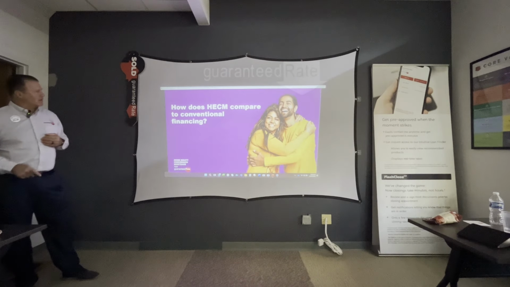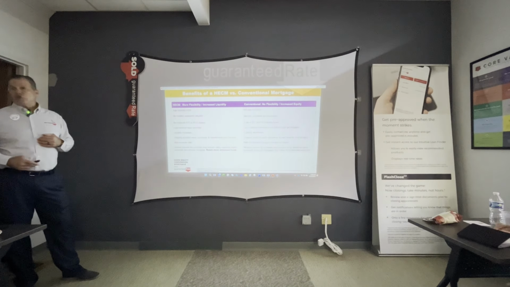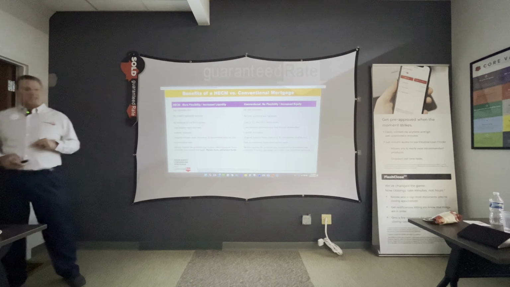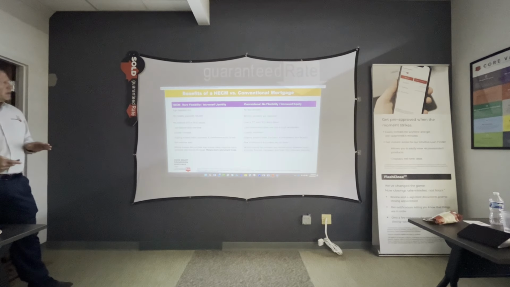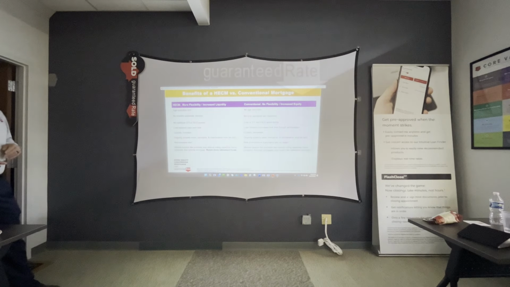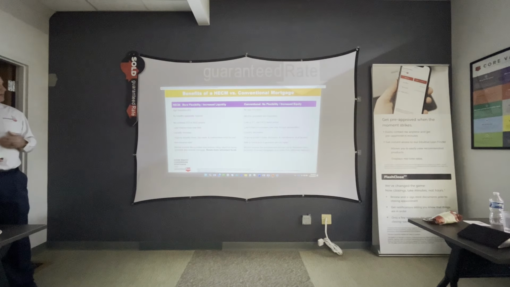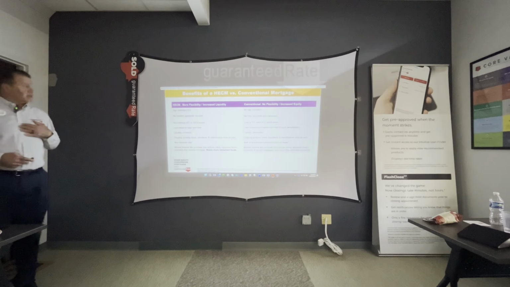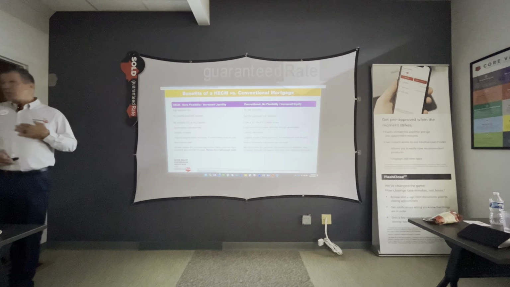So how does HECM compare to conventional financing? There's an age restriction. Someone's got to be 62. You're allowed to have a non-borrowing spouse under 62 that's fully protected. That's all I'm going to say about that. We can talk about that offline. But at least one borrower has to be 62. With conventional, there's no age restriction except the legal age of 18. And technically, you can have a non-borrowing spouse as low as the legal age of 18. I personally will not, professionally. I just refuse to do it. If you're 62 and you have an 18-year-old non-borrowing spouse, get someone else to do it. I did do an 84 and a 42 once.